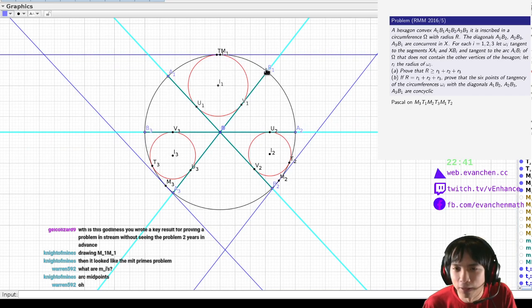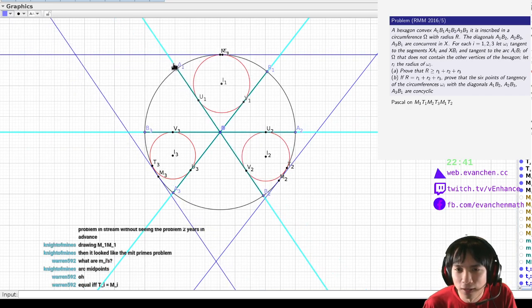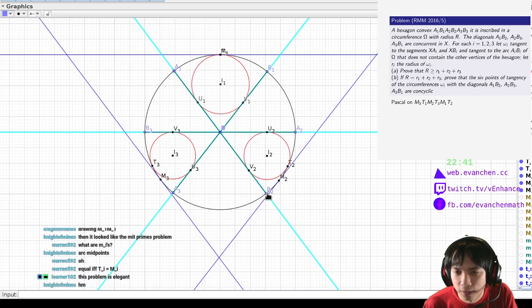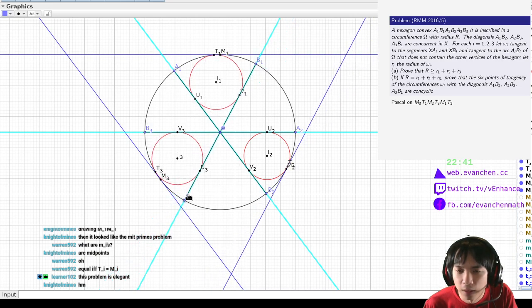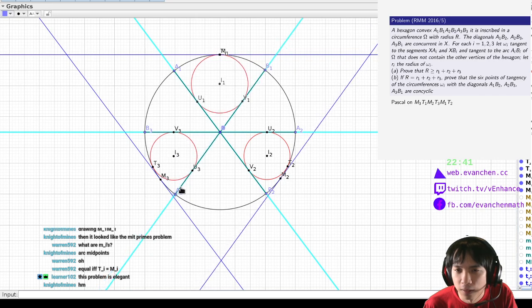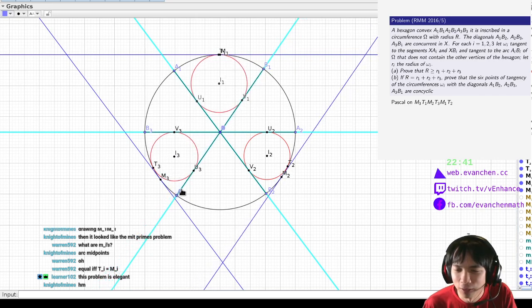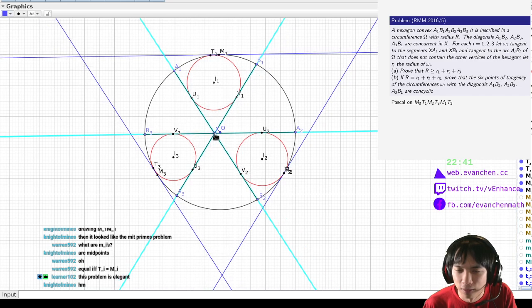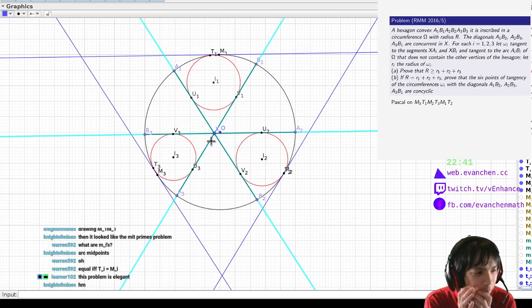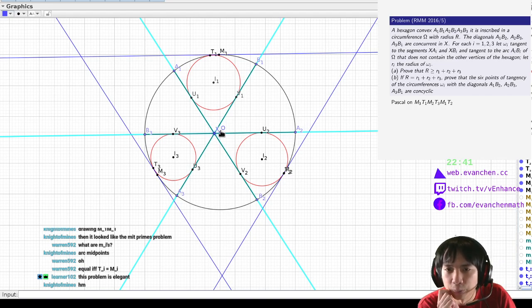See, I can't even get it with a regular hexagon. Crap. How are they not equal at a regular hexagon? Are you kidding me? Dang it. So when is Ti equal to Mi? So that tells me that OM1 is perpendicular and O, I1, T1 are collinear.